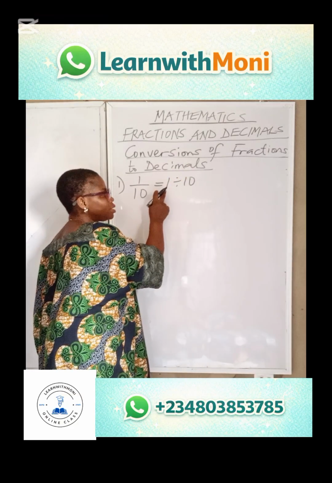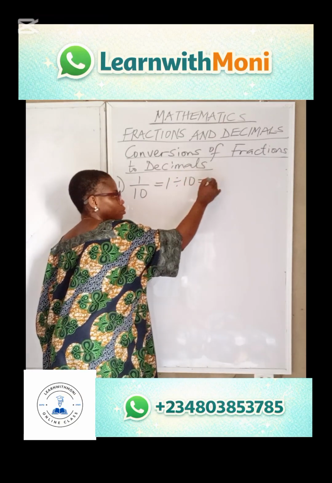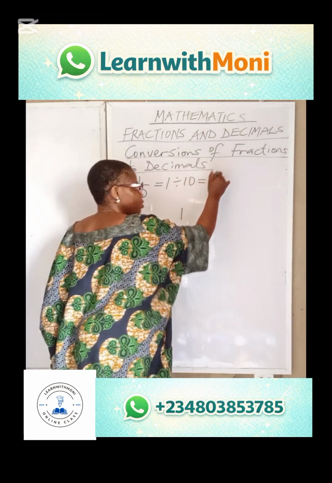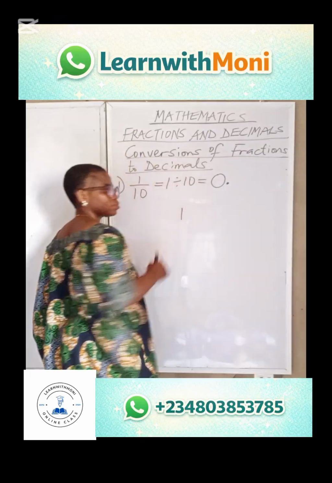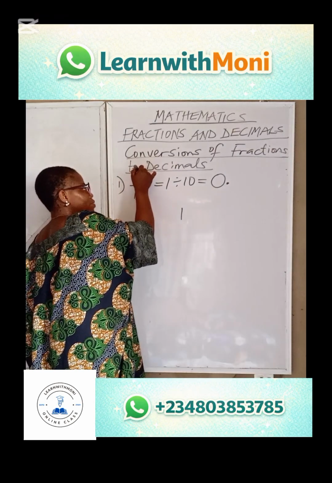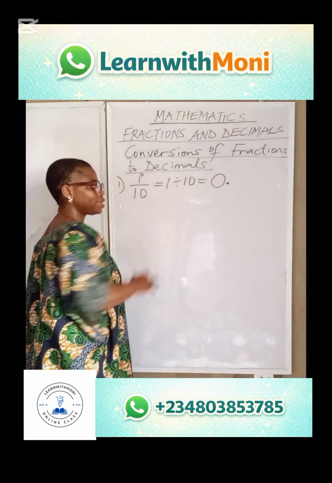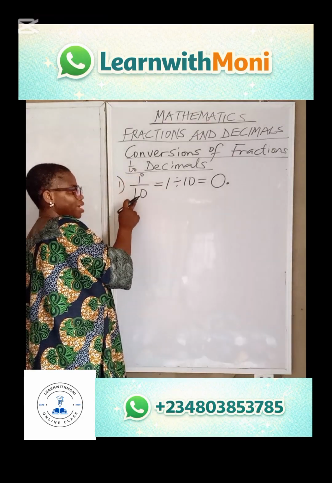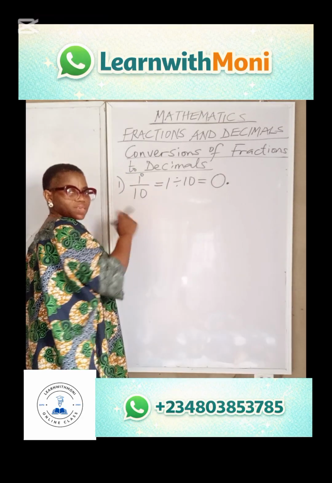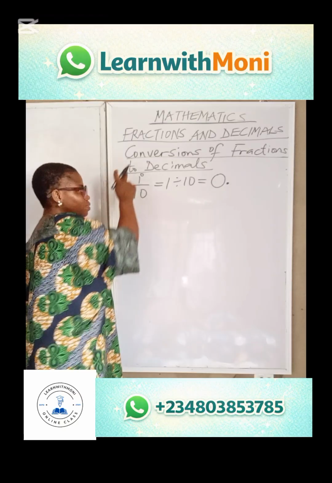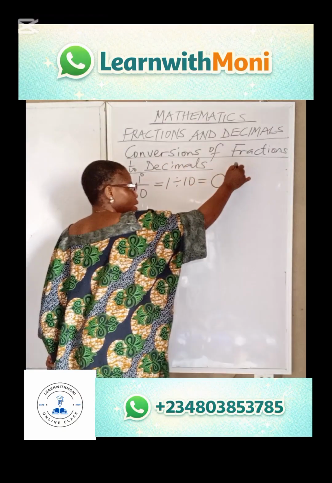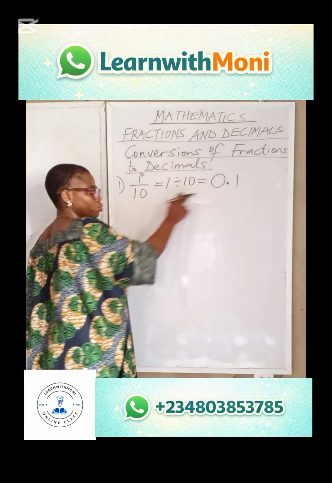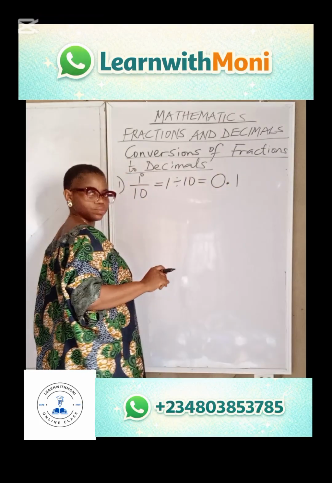So, how many 10s can I get from 1? From 1, I cannot get 10. So, I will write 0 point. Then, put an invisible 0 behind that numerator, which is 1. Now, I say 10 divided by 10. From 10, I can get 10 once. 10 divided by 10 is 1. Then I write 1. So 1 over 10 is equal to 0.1.